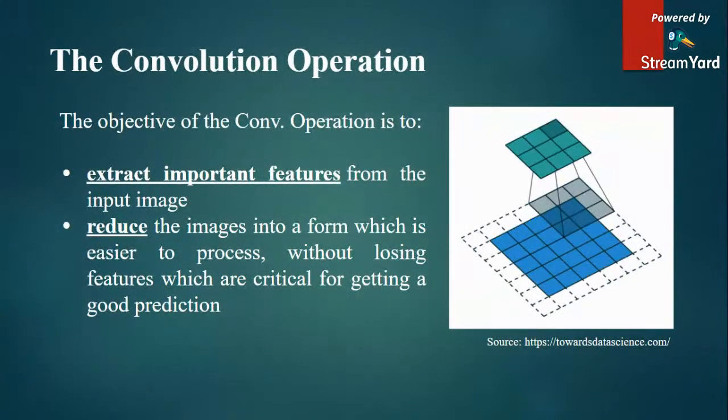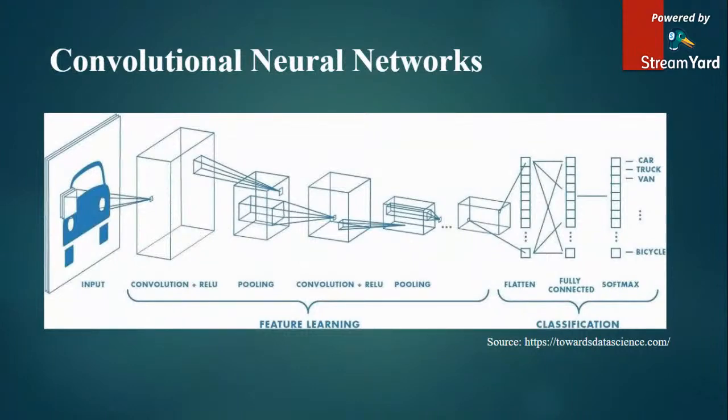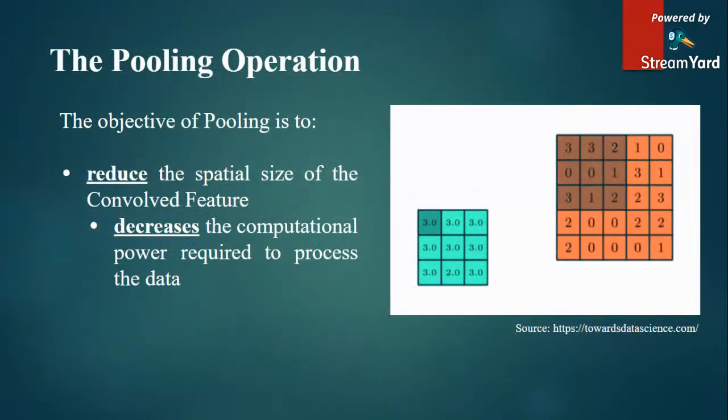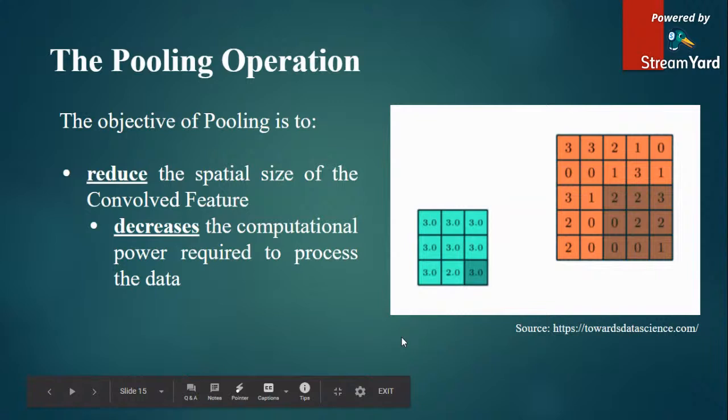I'll quickly backtrack to the slide here. You can see that each convolution plus activation, where ReLU is the activation function, is followed by a pooling operation. With that sequence in mind, what does the pooling operation do? The objective of the pooling operation is not to capture the spatial features, but to reduce the size. This is in line with one of the objectives of the convolution operation itself, but done in a simple fashion. It reduces the spatial size of the convolved feature. The convolution operation already reduced the size of the image into a convolved feature, and we further try to decrease the size. The objective is to decrease the computational power required to process this data.